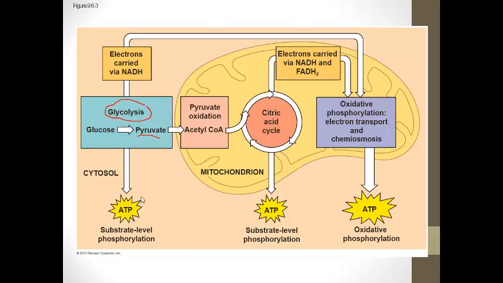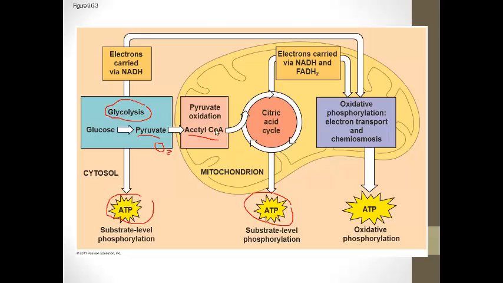Glycolysis makes a small amount of ATP. In the presence of oxygen, O2, pyruvate is going to enter the mitochondria. And the first step it's going to go through is called pyruvate oxidation, where pyruvate is converted into acetyl-CoA. Acetyl-CoA will then enter the citric acid cycle, also called the Krebs cycle. The citric acid cycle also makes a small amount of ATP.